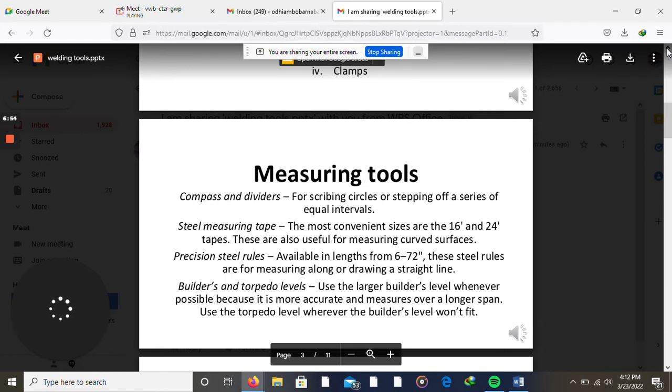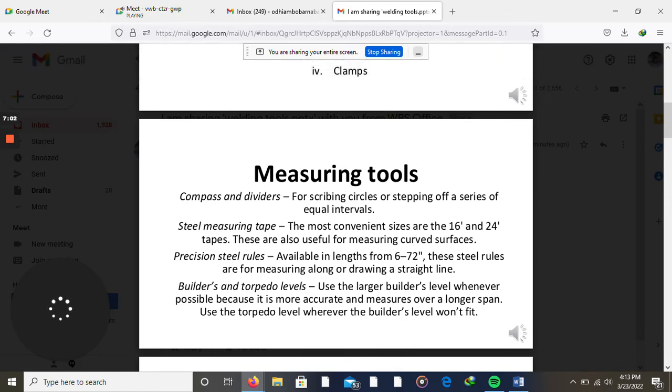No, scroll. I'm not seeing it. I'm not seeing measuring tools. Yes, I read two measuring tools, three. So the first one was compass dividers. The second one was steel measuring tape and the precision steel rules. So I wanted you to read for us the function of builders and torpedo levels.